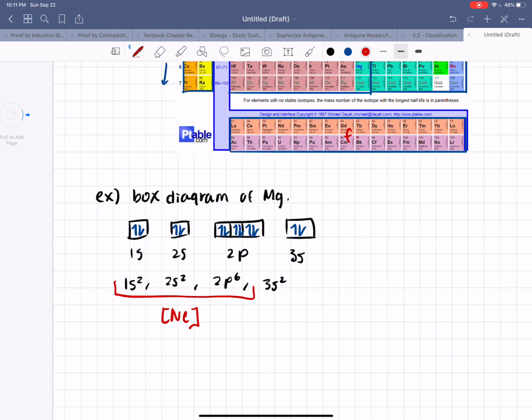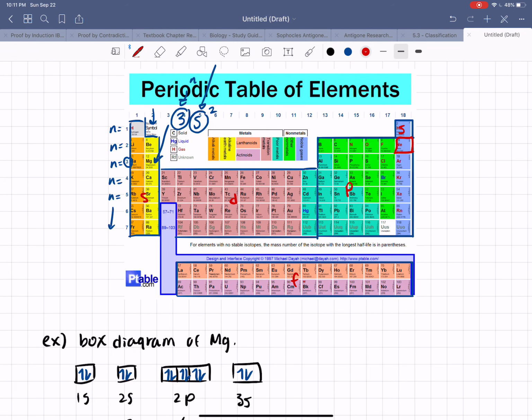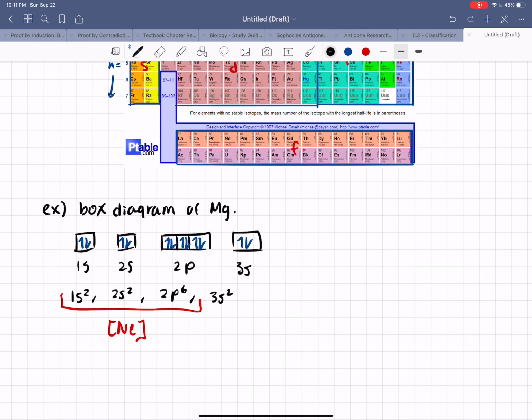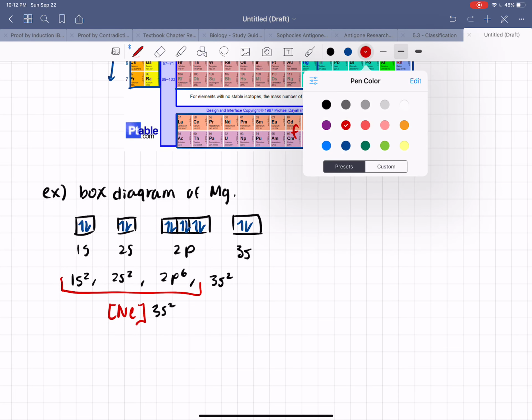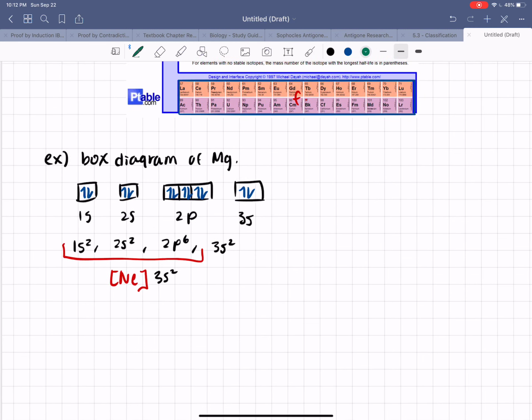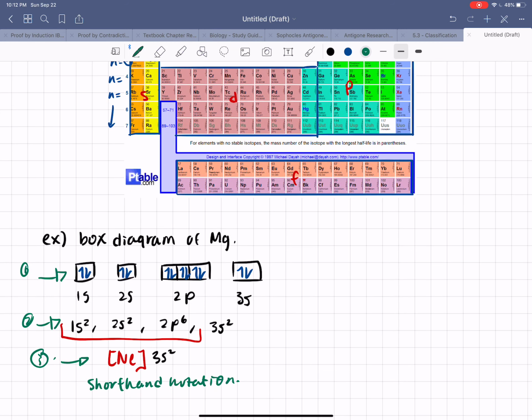And essentially, in shorthand notation, we find the closest noble gas to the element we're trying to configure, and we write it down along with the excess orbitals that are filled for the next one. So in this case, manganese can be written in shorthand notation as the electron configuration of neon plus 3s2. So this is what I call shorthand notation. The IB actually requires you to be able to do this and this and this. So 1, 2, 3.